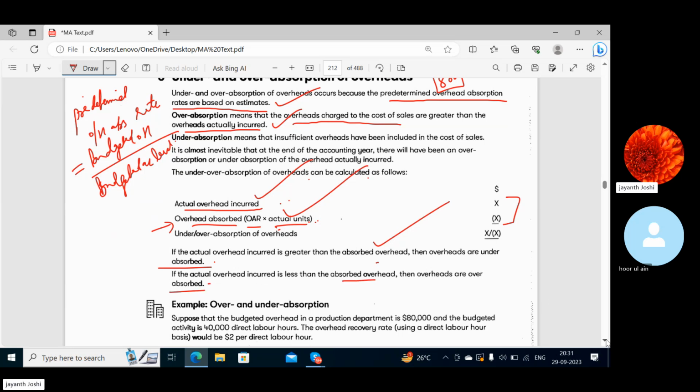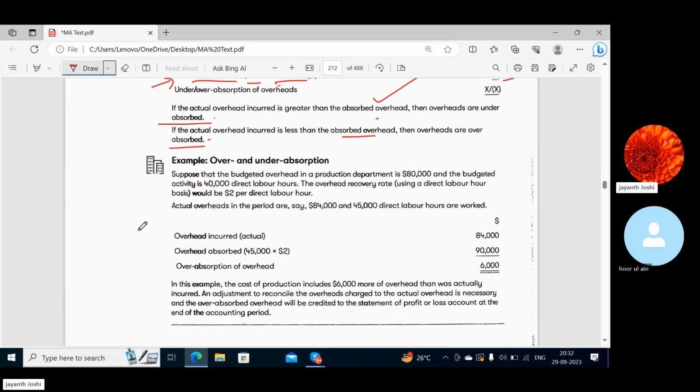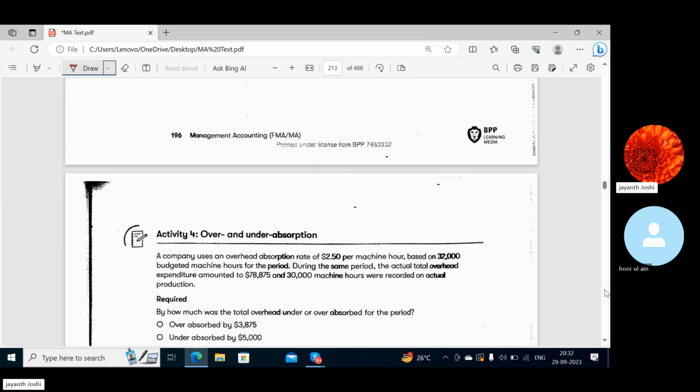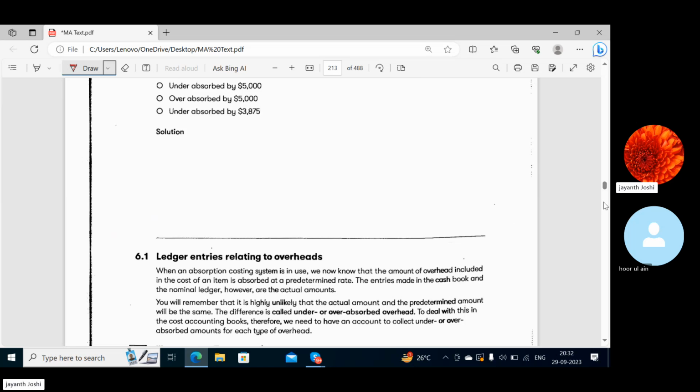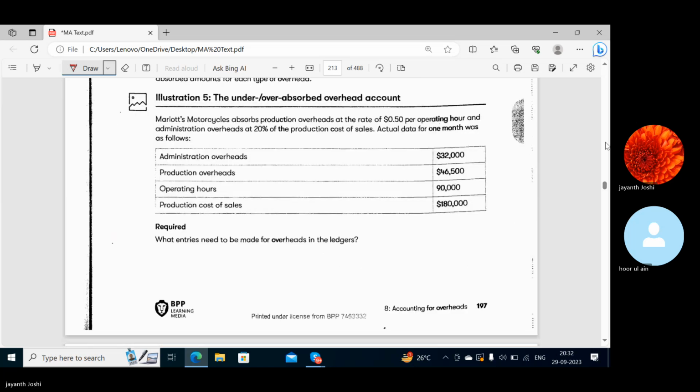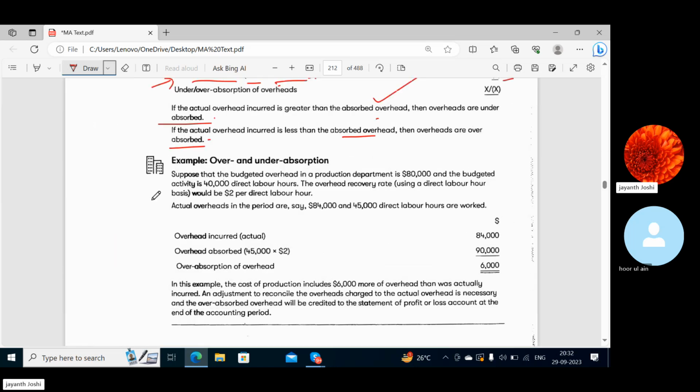So there is a question here. I want you to solve this simply. You can understand this. The example is very clear, and then we will perform the activity. Suppose that the budgeted overhead in a production department is 80,000. This is what you budgeted, right? And the budgeted activity is 40,000 labor hours. So you know 80,000 divided by 40,000, what will you be getting? $2. This is the overhead absorption rate.